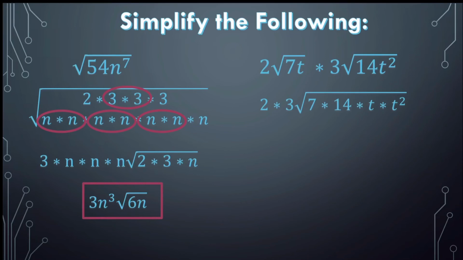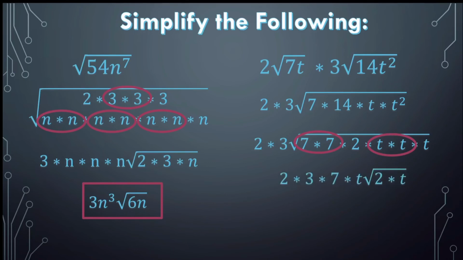So here, I now have 7 times 14 times t squared. I'm then going to break down my 14: 7 times 2, and then write out all my t's. Still the same thing. I'm still going to make partner pairs because it's a square root. I have a group of 7s, and I have a group of t's. There's nothing else that has a partner. So the 7 comes out, and a t comes out. Remember, I still have the 2 and 3 from the original problem outside. That's going to get multiplied as well. So I have 42t times the square root of 2t.